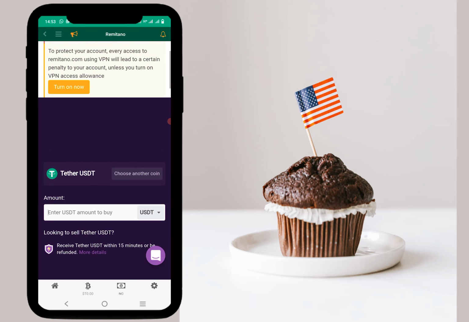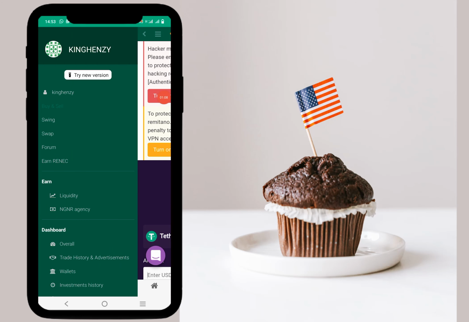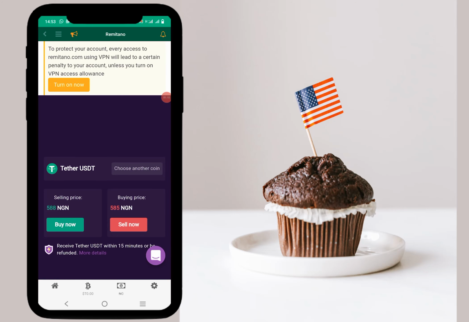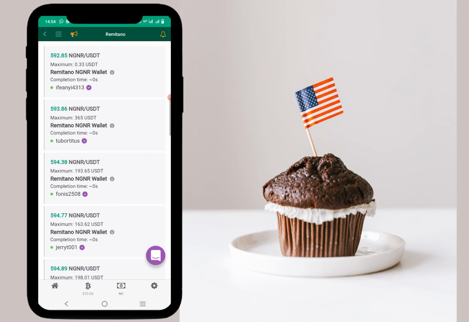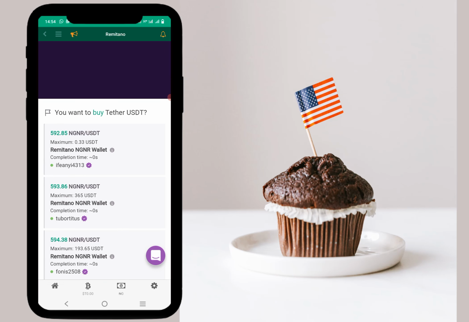So what do we do? Come over here, top right, and then you click on buy and sell. So Remitano will ask you, you scroll down. First and foremost, you need to take note of the prices of other merchants, the price that other merchants are selling for. If you want to be among the people who will be in this buy section, where other people can come and buy USDT from you, it then means you're going to be selling USDT to them.